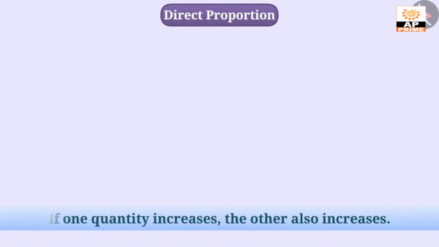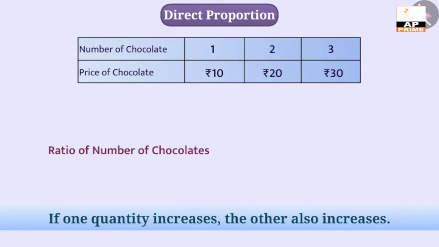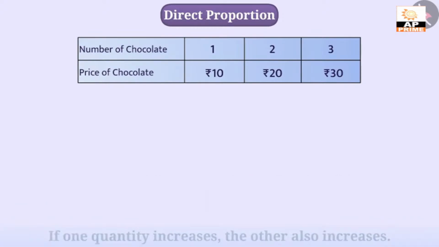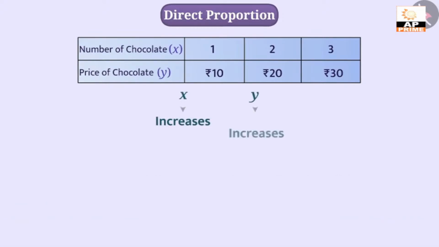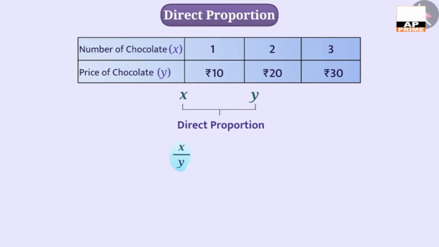Many times we encounter situations such that if one quantity increases, the other also increases. For example, if the number of chocolates increases, their price also increases. But in each case, the ratio of the number of chocolates and their prices will be the same. If there is an increase in one quantity x in such a way that there is no change in the ratio x by y, then we say that x and y are in direct proportion. In such a case, x by y is constant.